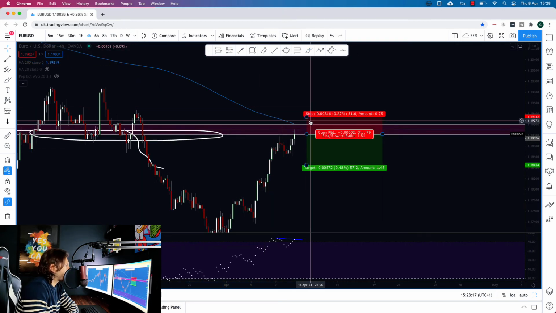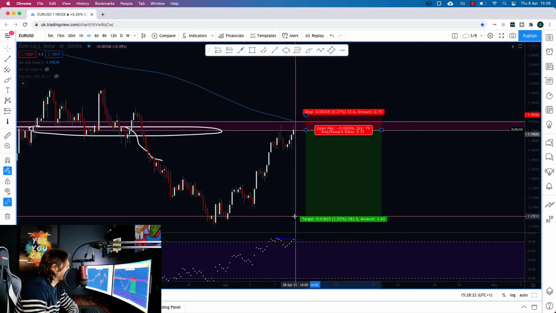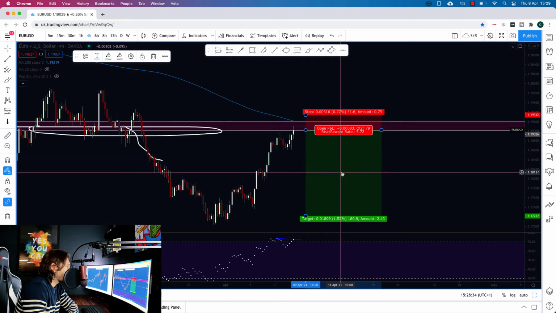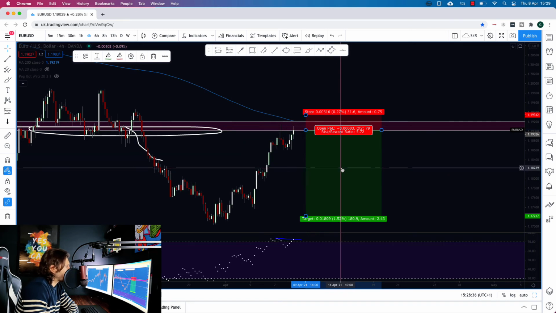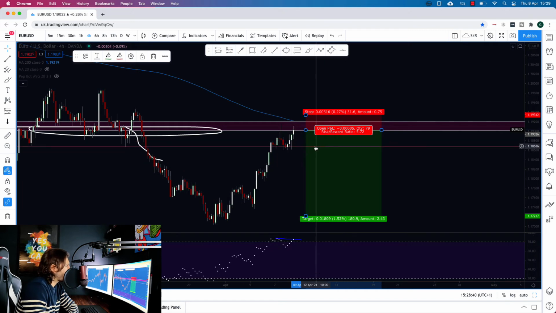Otherwise, you could just have a fixed stop loss and a fixed take profit. So if we have our take profit down here, look at the risk reward ratio here. That's pretty impressive. And if you maintain that risk reward ratio on all your trades when trading this strategy, then your win rate is not going to need to be high for you to be a profitable trader.